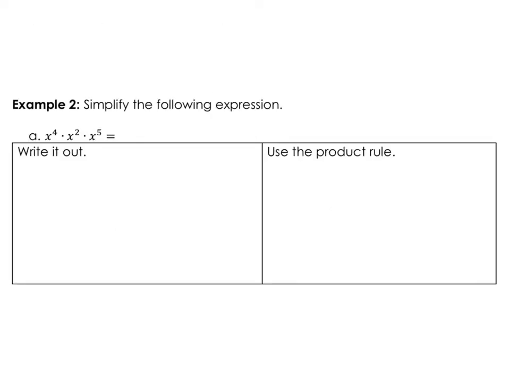Okay, looking at some more examples, we want to know what is x to the 4th times an x squared times an x to the 5th. Now, I'm going to write this completely out, and then we're going to talk about what's called the product rule. So kind of a pattern that we see that's happening within that rule of these exponents. So the first time I'm going to write it out, I have an x to the 4th. So I had an x times itself 4 times.